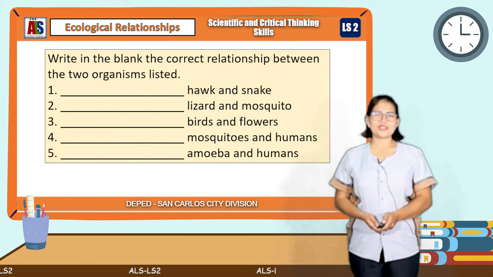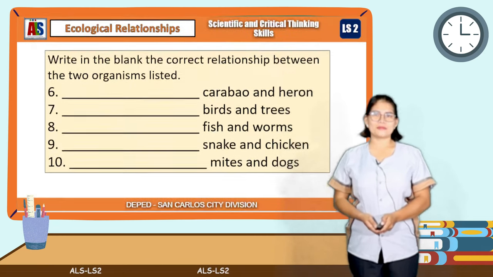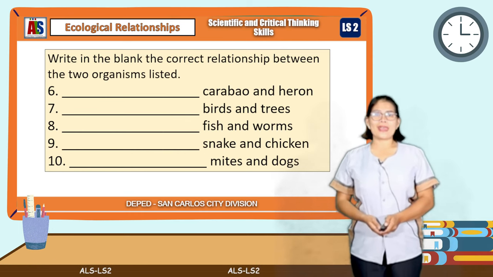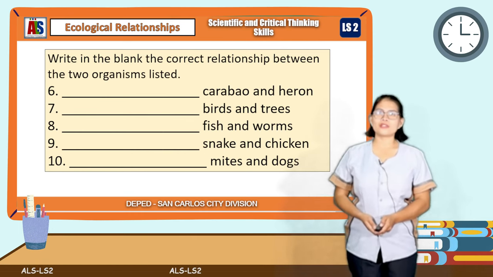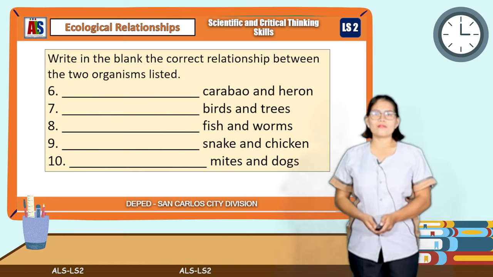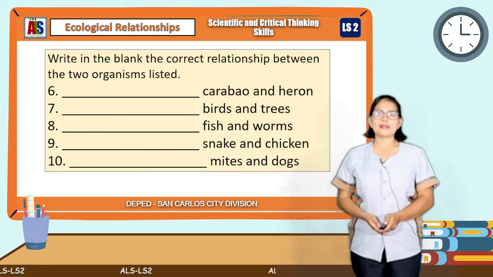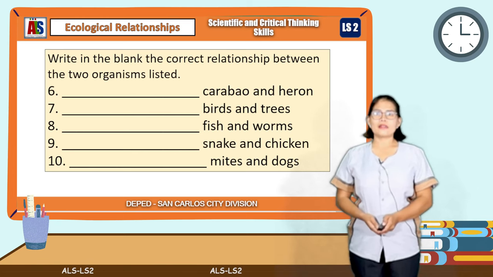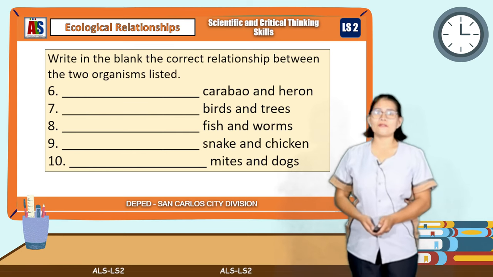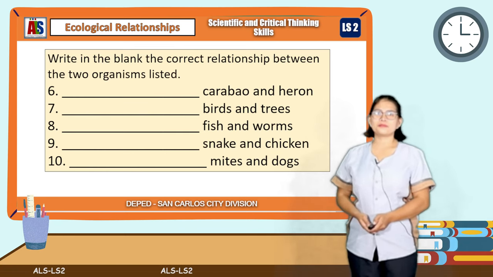Let's move to questions 6 to 10. Relationship between carabao and heron, number 6. For question number 7, birds and trees. Number 8, fish and worms. Number 9, snake and chicken. And number 10, mice and dogs. You also have 15 seconds to answer.